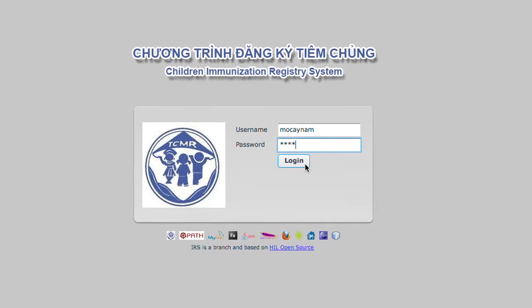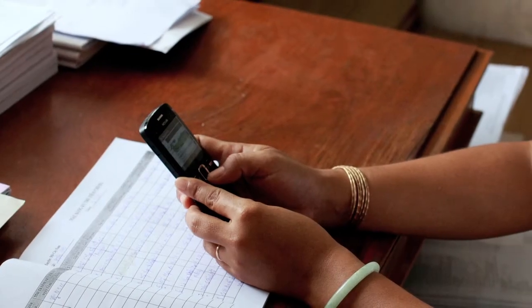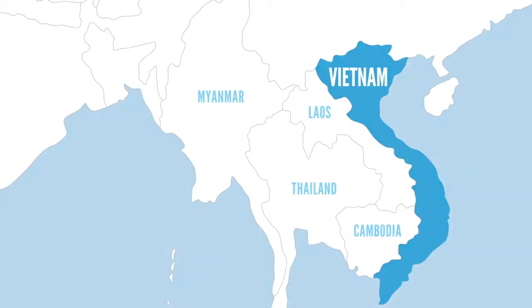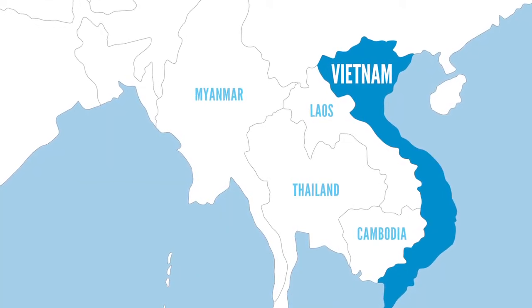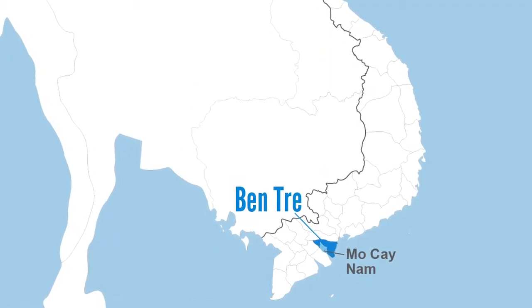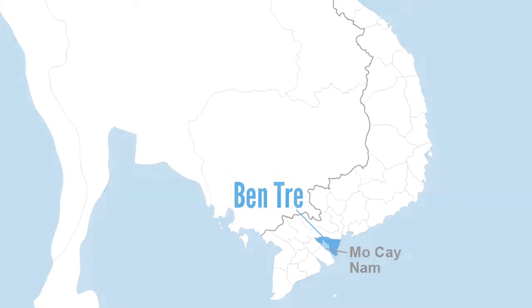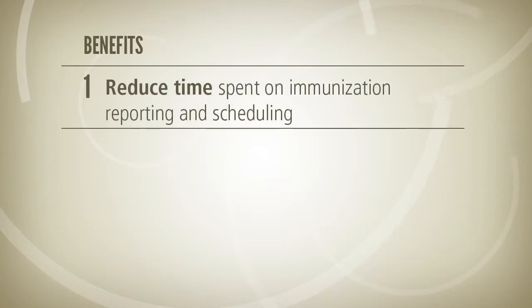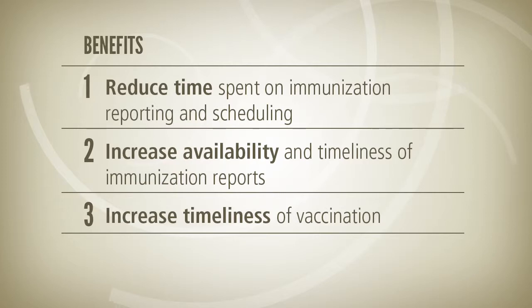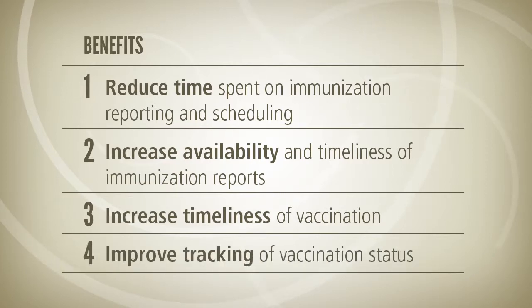ImmReg is a digital immunisation registry that uses mobile phones to track children due for vaccination and record their vaccinations. In 2012, the Vietnamese National Expanded Programme on Immunisation introduced ImmReg in the district of Mo Cay Nam in Ben Tre province. The new system was intended to provide the following benefits: reduce the time spent on immunisation reporting and scheduling, increase the availability and timeliness of immunisation reports, increase the timeliness of vaccination, and improve the tracking of vaccination status.